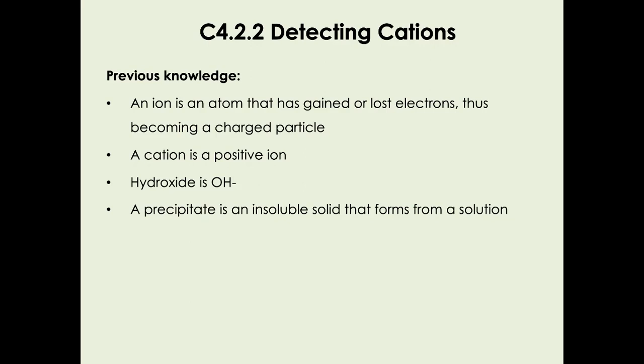We also need to know that a precipitate is an insoluble solid that forms from a solution. Quite often that comes from the solution reacting in some way. So when we did the test for detecting carbon dioxide, a precipitate formed then. That was because the carbon dioxide was reacting with the lime water solution.